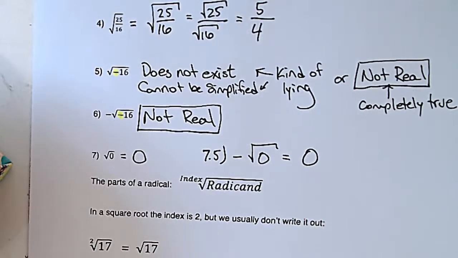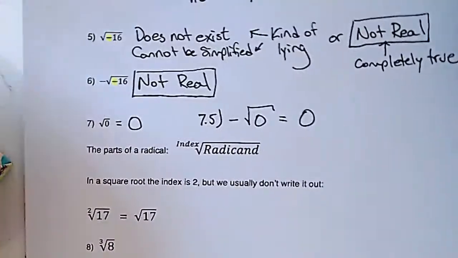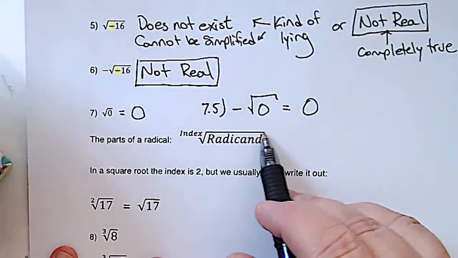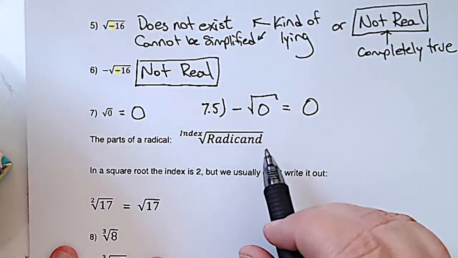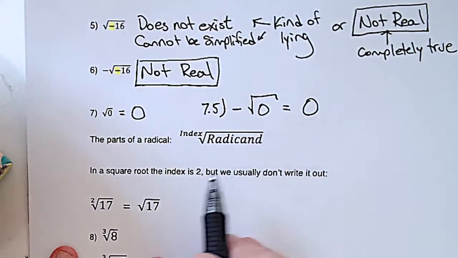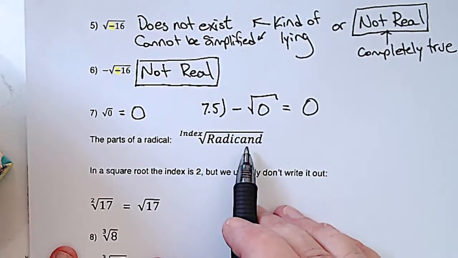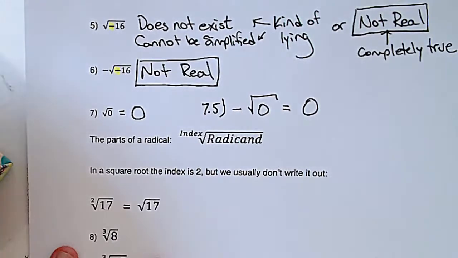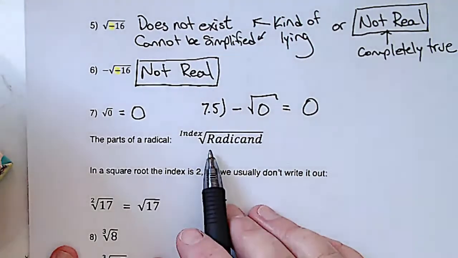So now, up until then, I'm hoping you've seen most of that. Now, this is where we're going to begin the brand new stuff that you might not have seen before. So, the parts of a radical. The actual drawing of this thing, that's the radical sign. We talked about that before. This is my least favorite word in the English language, radicand. I don't like it. I think it's a horrible word. Sorry, I just don't like it.